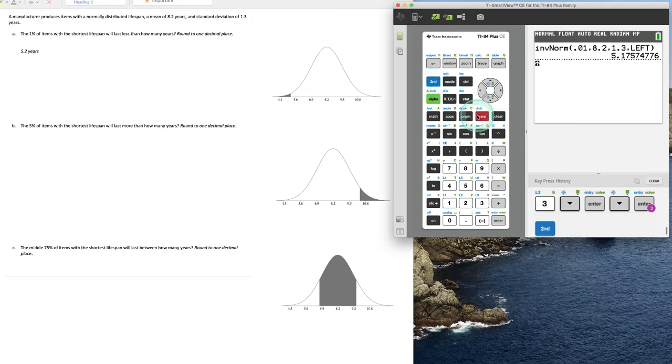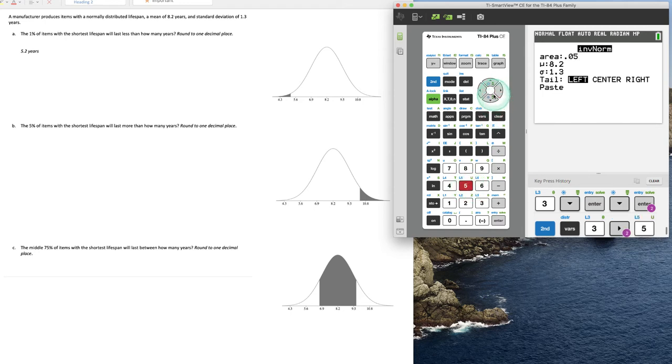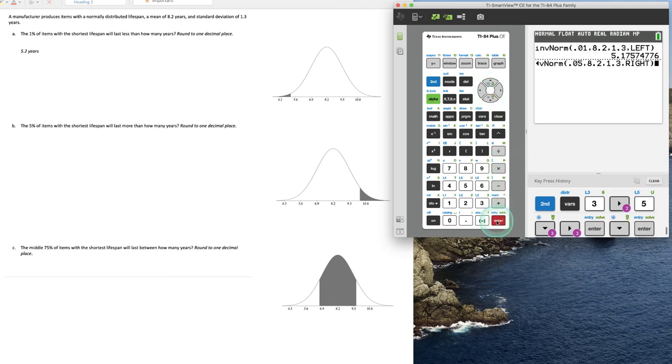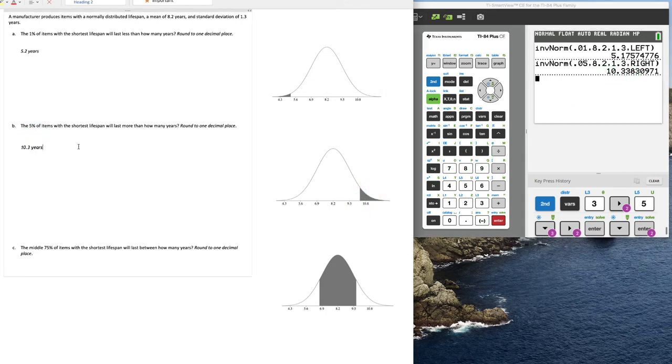Hit second vars, number 3 for invNorm. And now let me change this percent to 5%. The mean and standard deviation stay the same, but now I'm going to go ahead and move the cursor to the right and select right. And go ahead and hit paste. And I get 10.3, and that looks about right with my picture.